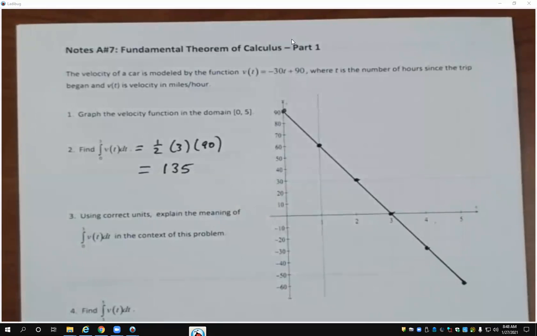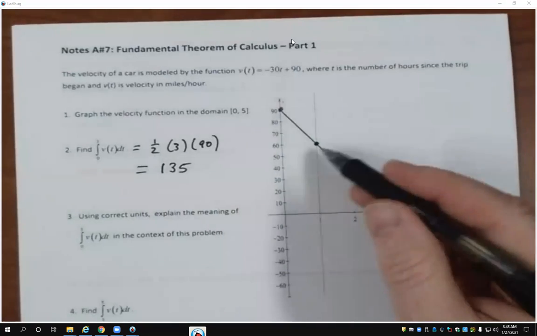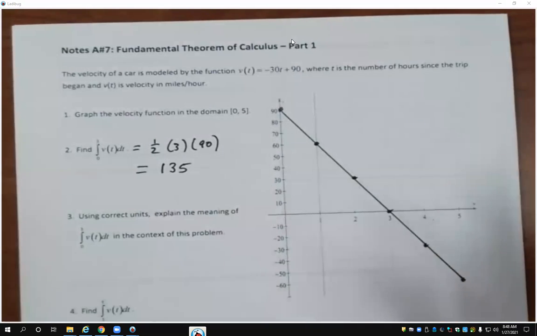Displacement is how far you are from where you started. But your total distance traveled will be how far it took to come here and how far to go back home. So when everything is positive, then it's just total distance traveled.